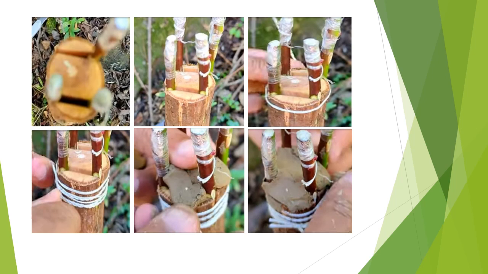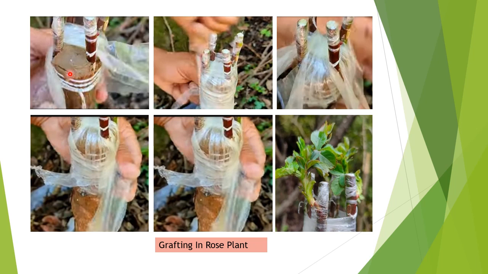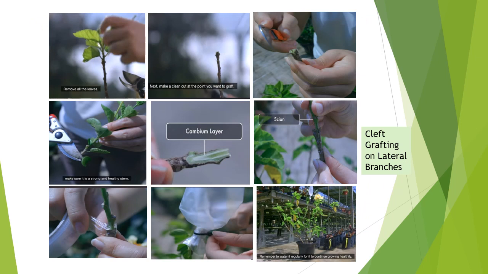And then after a few weeks, you cover it with polythene, and you find that a union is successful after 3 or 4 weeks. As a result, this is a successful graft, and the union here is between the scion and the stock. So this is in the case of roses, how you can graft a rose, where you can put 4 scions onto one rootstock. And then you can do it on the lateral branches also, because a cleft graft can be done on the lateral branches.